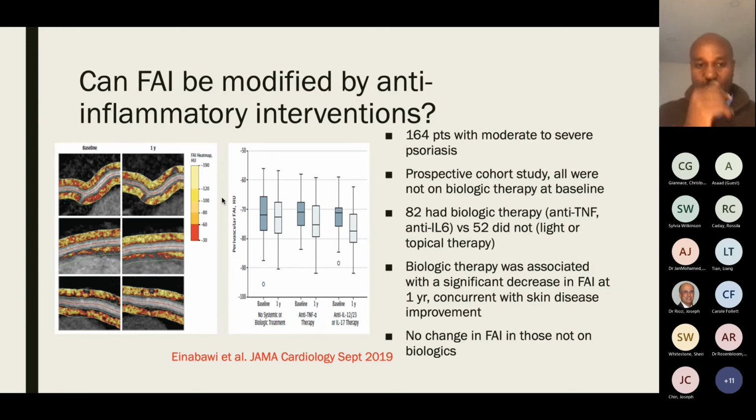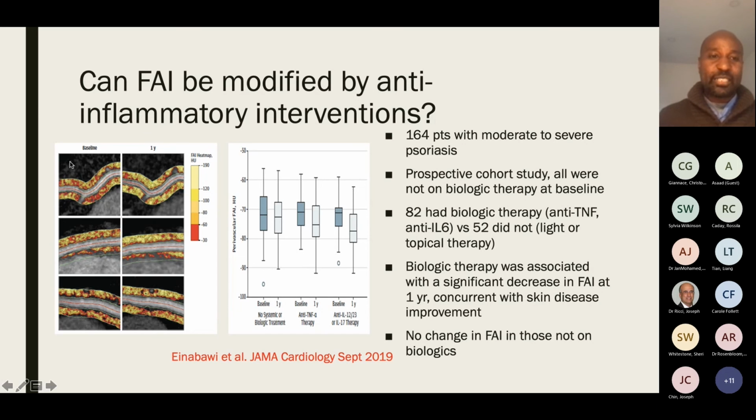And what they wanted to compare was those patients who were treated with biologics, so looking at agents antagonizing TNF alpha or interleukin 6, versus those that were treated with non-biologic therapy, so either light or topical therapy. And they found here that biologic therapy was associated with a significant decrease in the FAI at 1 year, and that was concurrent with improvement in the skin condition. And then when they look at those people who were treated with the non-biologics, there was no change in their FAI.